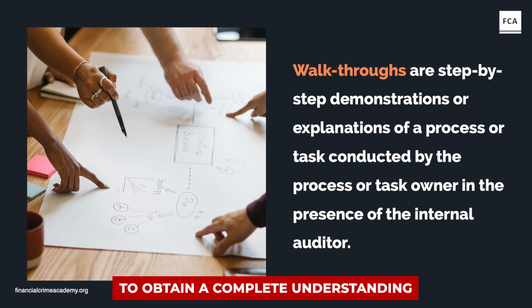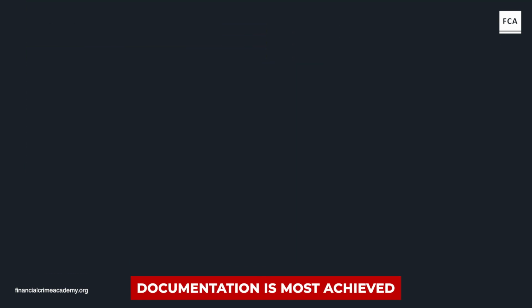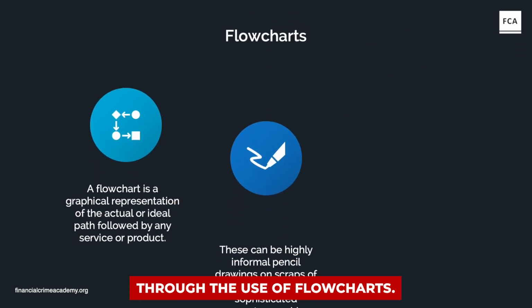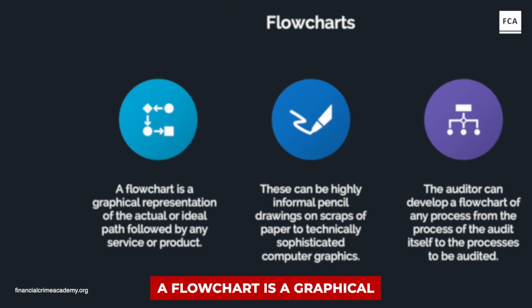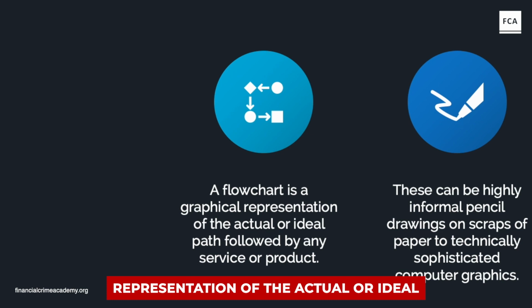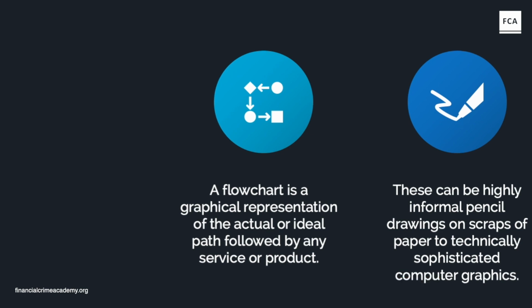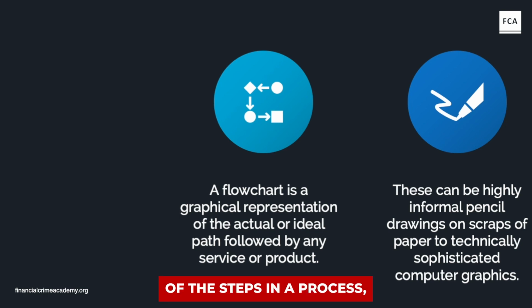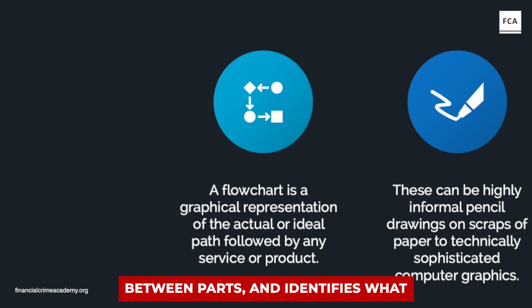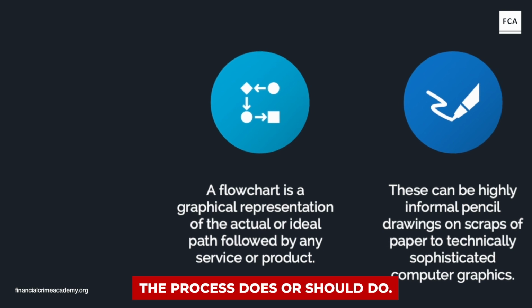To obtain a complete understanding of the walkthrough, it is necessary to shed light on flowcharts as well. Next to personal inspection, process documentation is most achieved through the use of flowcharts. A flowchart is a graphical representation of the actual or ideal path followed by any service or product. It provides a visual sequence of the steps in a process, illustrates the relationship between parts, and identifies what the process does or should do.